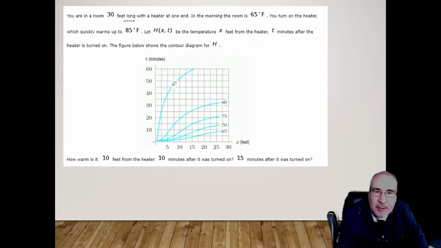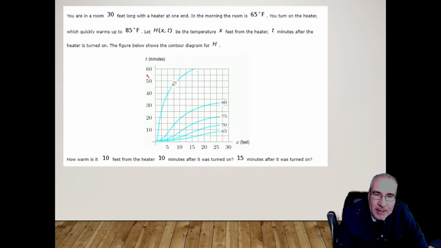Okay, so you're in a room 30 feet long with a heater at one end. In the morning it is 65 degrees. So here's our heater, in feet, here's the room. Here's the heater, and then 30 feet away is the other side of the room. So depending upon where you are, you could be up to 30 feet away from the heater.